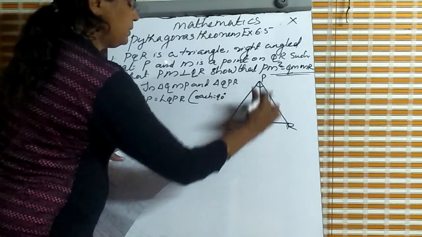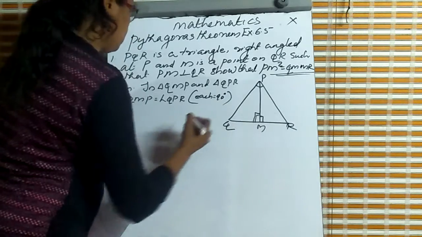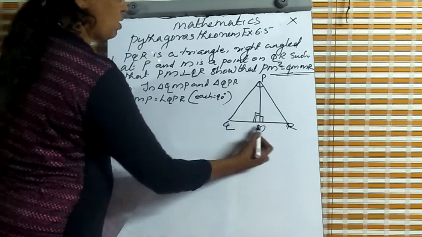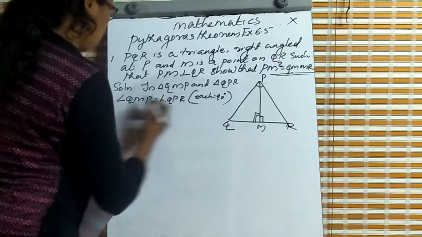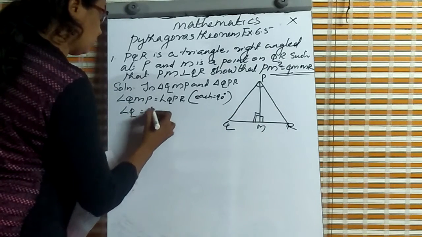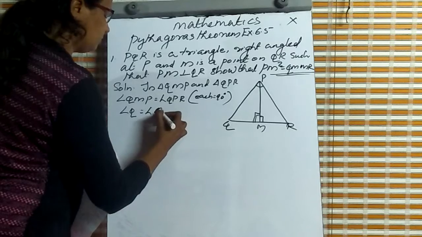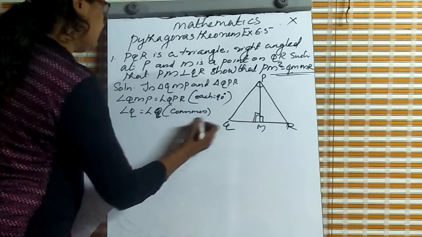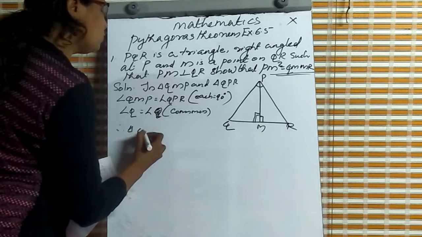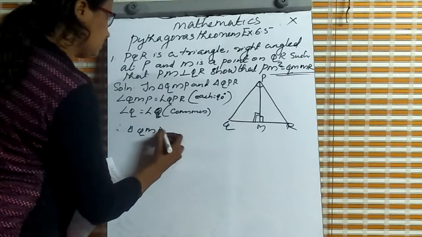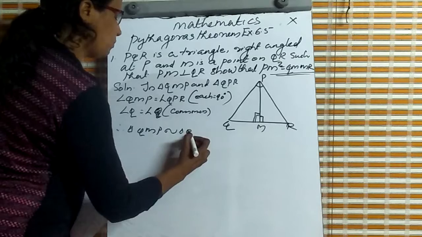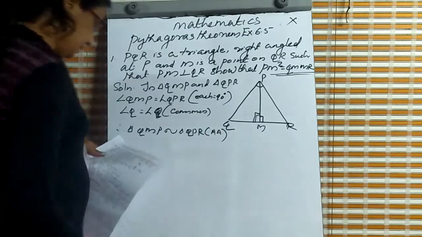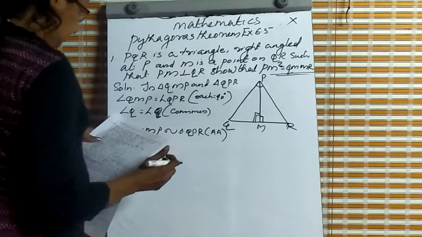Reason: PM is perpendicular to QR. Then which angle is common? This angle Q is common for QMP and QPR. Angle Q is equal to angle Q, common. Therefore, triangle QMP is similar to triangle QPR by AA similarity criterion.